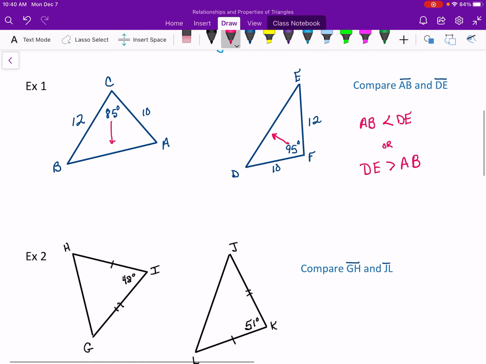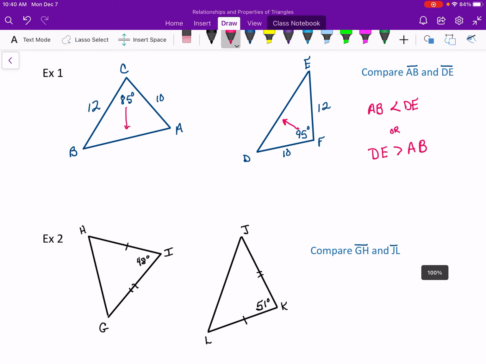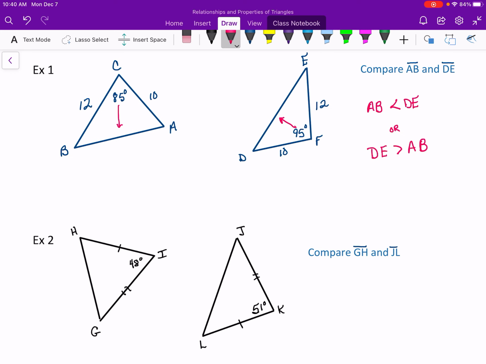Let's try another one. Another example. And I'll leave the first one where you can see it. This time we're asked to compare GH and JL. We have a side in each triangle marked with a single hash mark, a side in each triangle marked with a double hash mark, and the angles in between are given. So the side across from the 48, HG, or GH, is smaller than the side across from the 51, so that would be JL, because 48 is less than 51.